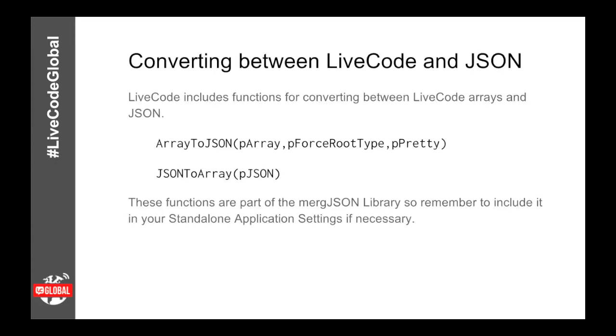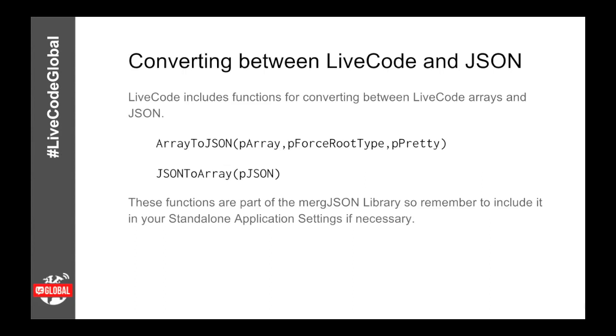LiveCode includes 2 functions for converting between LiveCode arrays and JSON. There's array to JSON, which takes a LiveCode array and converts it to a JSON string, and JSON to array, which takes a JSON string and converts it to an array. The array to JSON function has a few parameters. It's got the array, it's got the force root type, and it's got the pretty value.